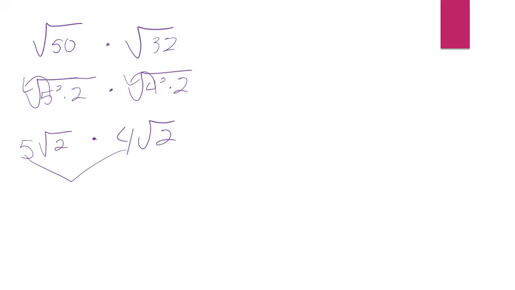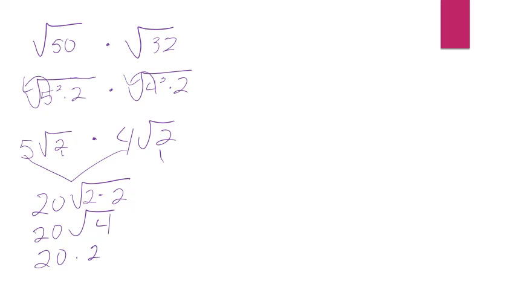We can go ahead and multiply these two, and we have 20 times the square root of 2 times 2, because we have a 2 here and a 2 here. And that, of course, becomes 4. And the square root of 4 is 2. So this equals not 80, but 40.